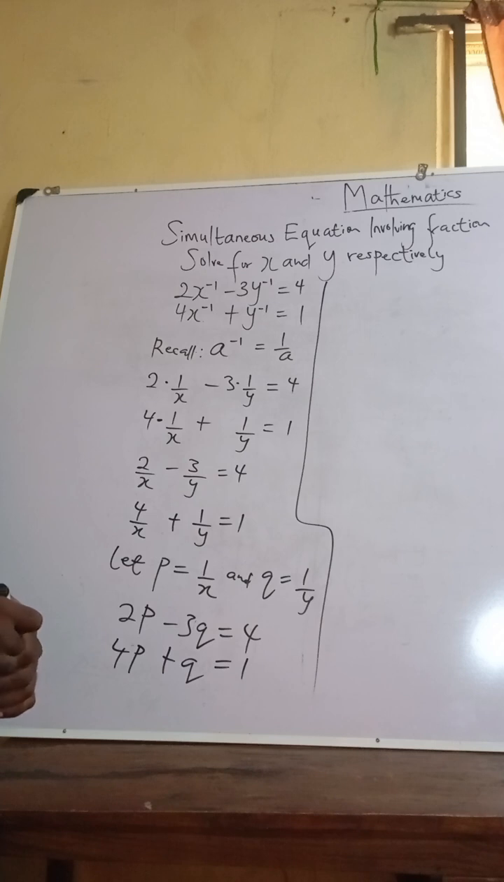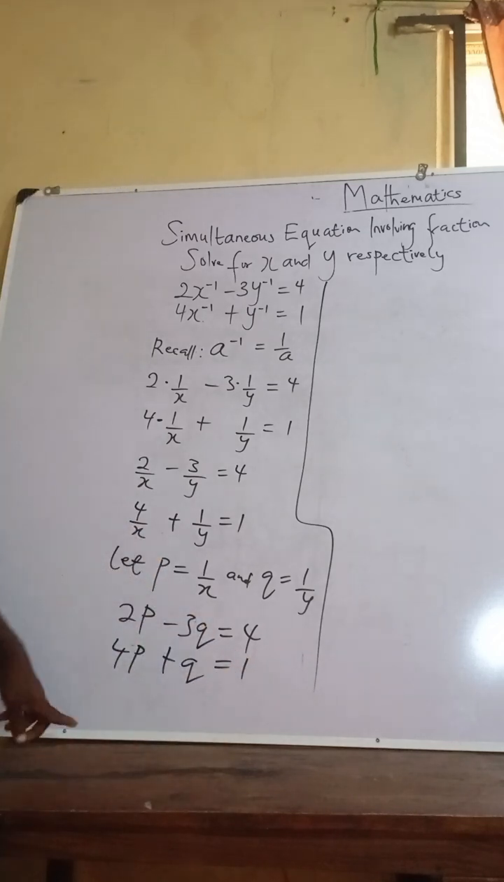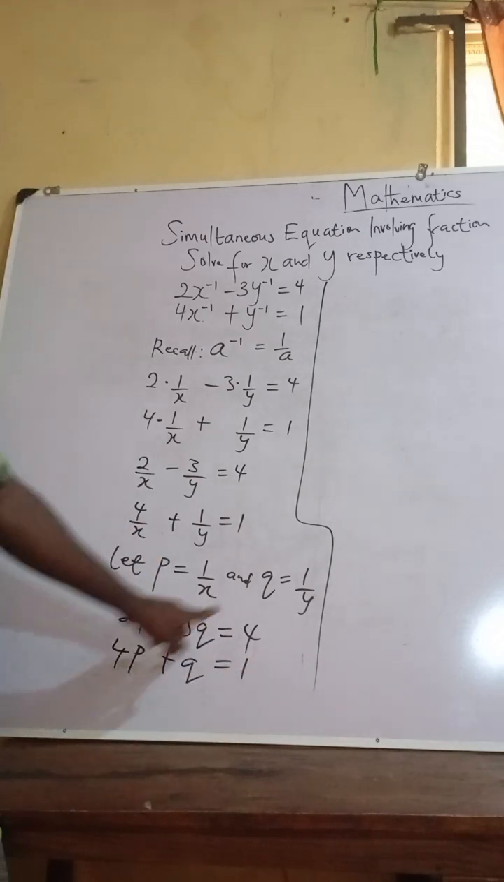Now what I'm going to do is this. I'm going to use the coefficient of p in equation 1 and multiply equation 2. Then I'll use the coefficient of p in equation 2 and multiply equation 1.